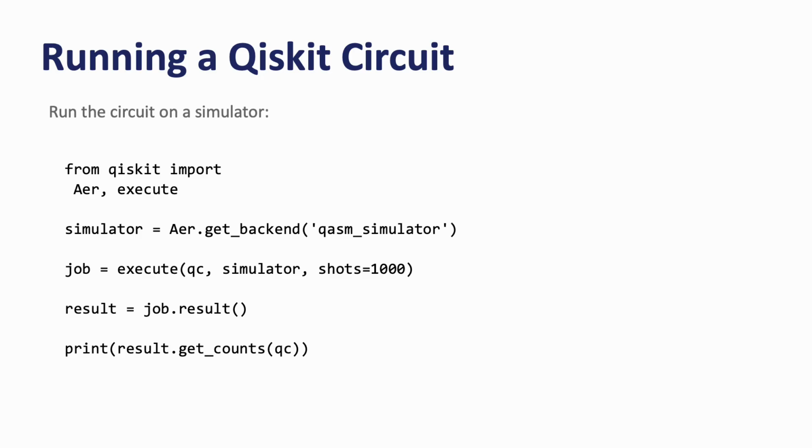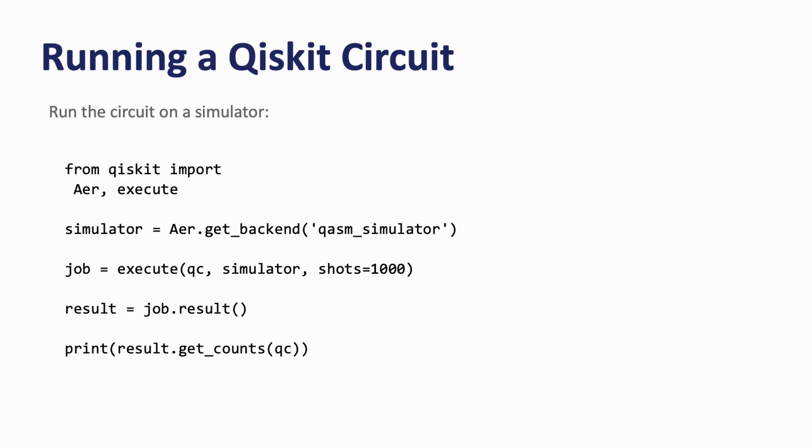The process is straightforward. First, we get a simulator backend using Aer. Think of a backend as the actual machine or simulator we are using to run the circuit. Then we execute the circuit on the backend, specifying how many times we want to run it. In this example, we are running it 1,000 times. Each run is called a shot, so we are doing 1,000 shots.